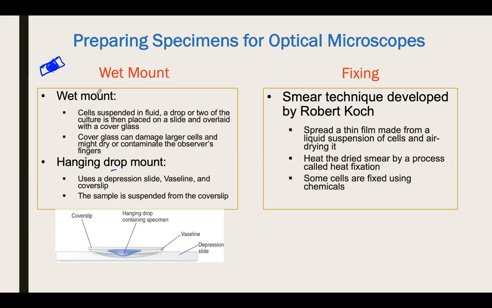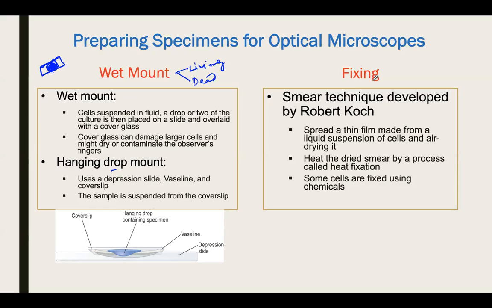Otherwise, if it is a small specimen or dead specimen, this flat slide is perfect to do the wet mount. From the name wet mount, both in the plain slide and inside a hanging drop mount, you can understand that we use water or any liquid solution. So that's why it's called wet mount. And as I told, by wet mount you can see both living specimens and dead specimens.